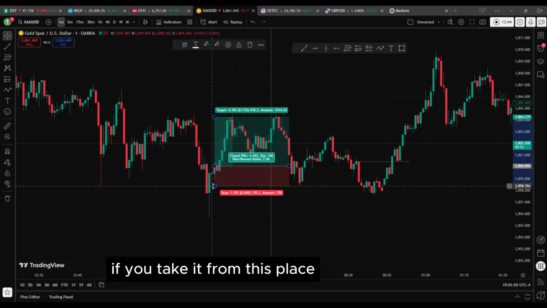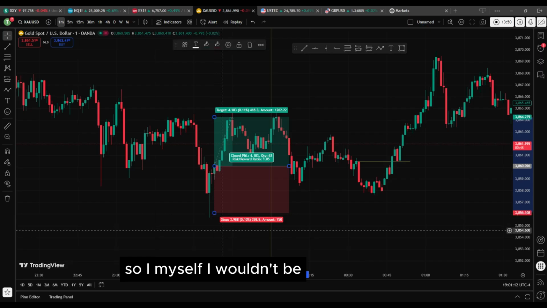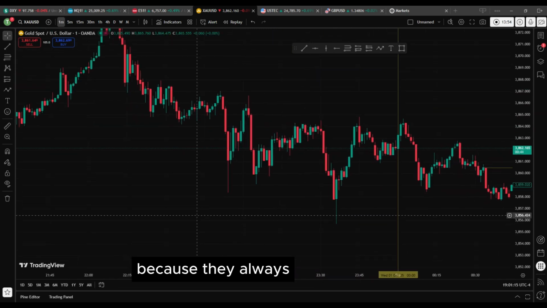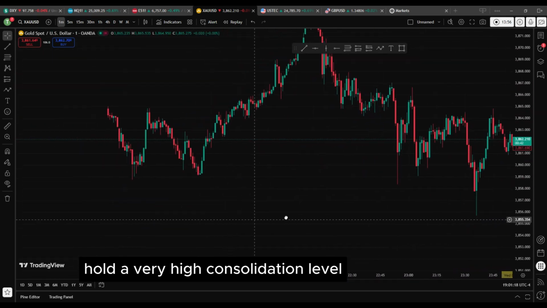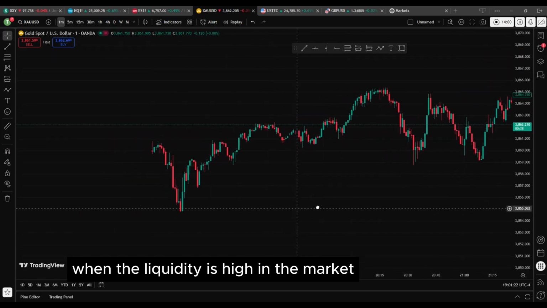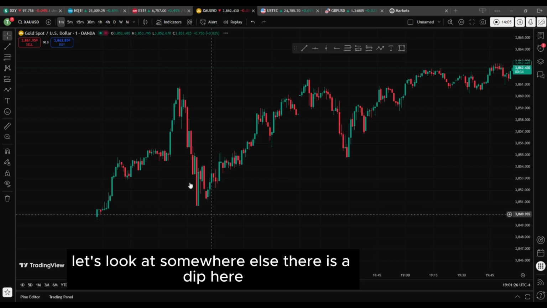We could take entries from those places, but this is the Asian session, so I wouldn't quickly jump into it, because the Asian session always holds a very high consolidation level. I'd be looking to trade when the liquidity is high in the market, when most traders are in the market. Let's look somewhere else.